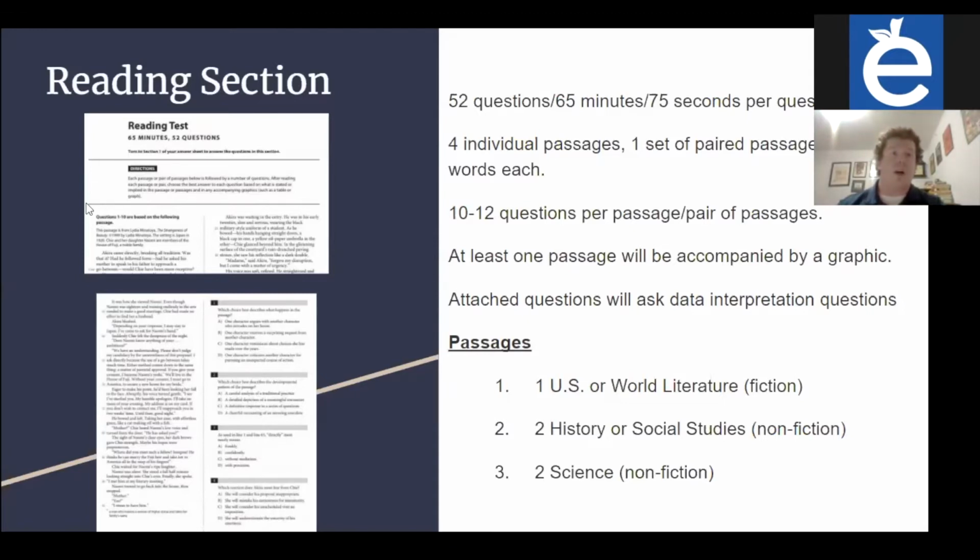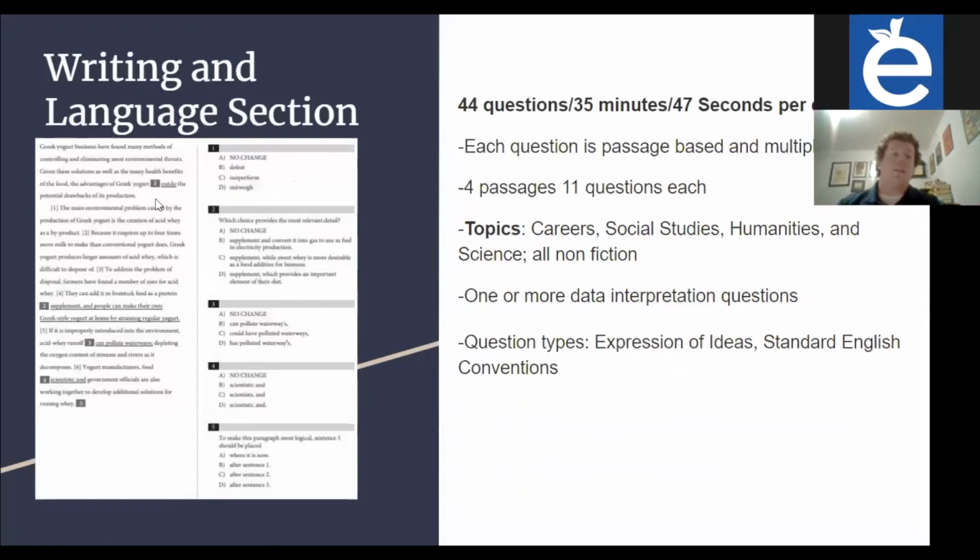Moving on to our writing and language section, this is going to have 4 passages. All of it's going to be nonfiction. You'll have 1 fiction passage on the reading section, but all of your writing and language will be nonfiction, with 11 questions for each passage. This is the least amount of time you have per question on the assessment, but these go fairly quickly because the reading and the questions are concurrent rather than being separated into blocks of reading and blocks of questions, but we'll get to the time element in a second.